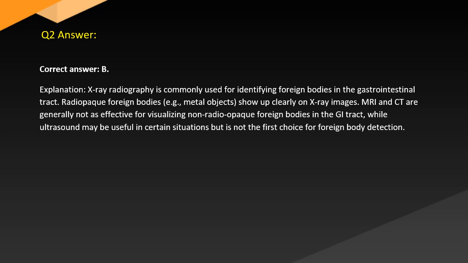Answer. Correct answer: B. Explanation. X-ray radiography is commonly used for identifying foreign bodies in the gastrointestinal tract. Radiopaque foreign bodies, e.g., metal objects, show up clearly on X-ray images. MRI and CT are generally not as effective for visualizing non-radiopaque foreign bodies in the GI tract, while ultrasound may be useful in certain situations but is not the first choice for foreign body detection.